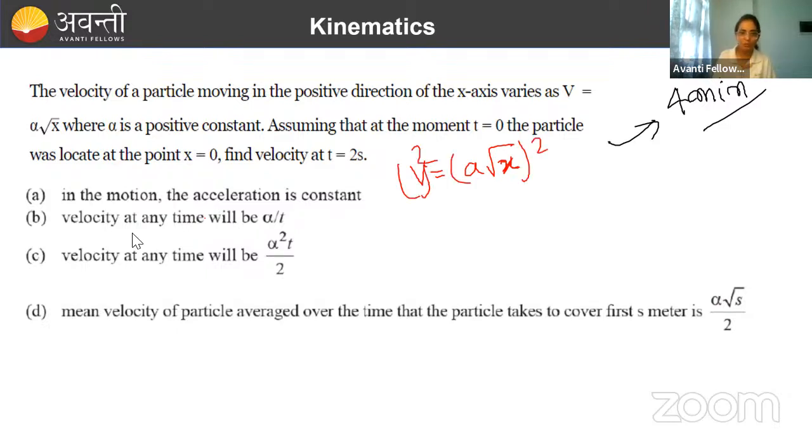So I'm just squaring both sides. What I'm going to get is x equal to v square by a. Now we have to calculate velocity, and acceleration and velocity as a function of this. Yes, one option is correct. So velocity can be written as what? If I differentiate both sides with time, then it will be dx by dt, and this will become 2v dv by dt by a.